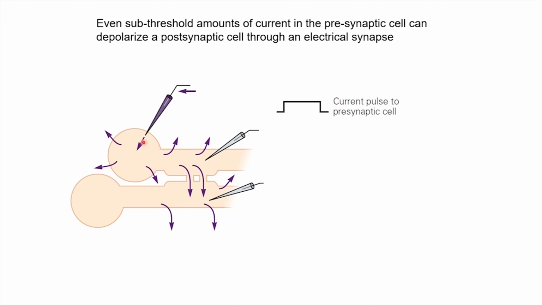So let's consider that these are two neurons that are connected by an electrical synapse here.